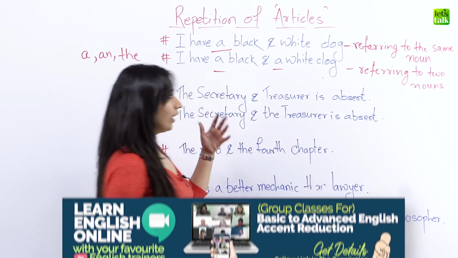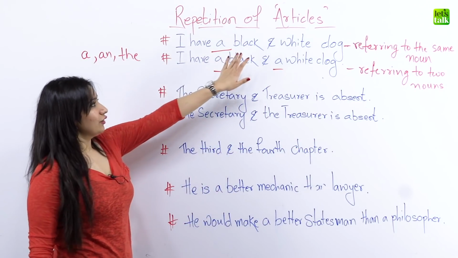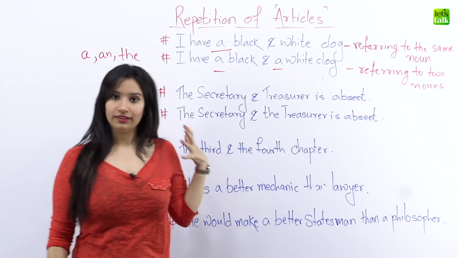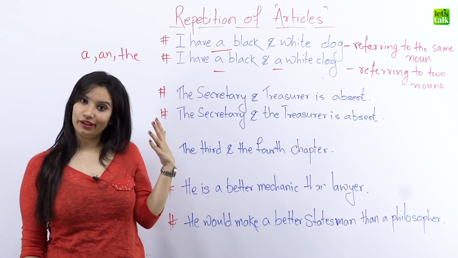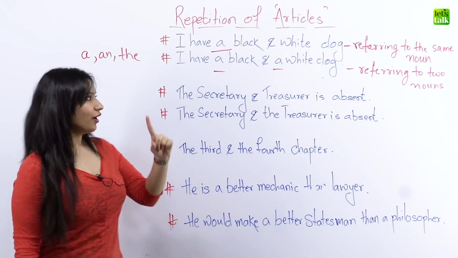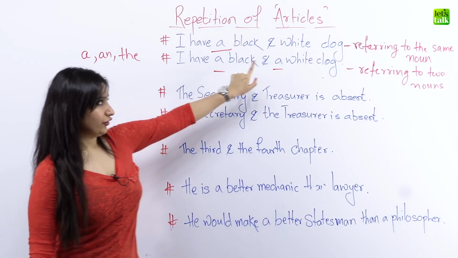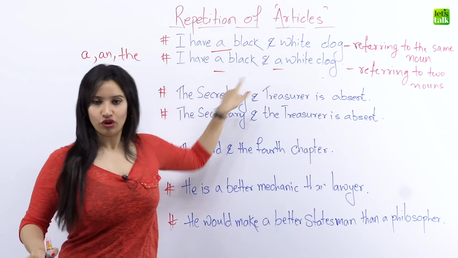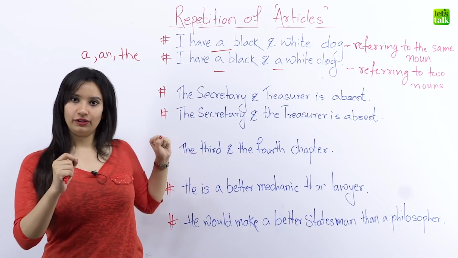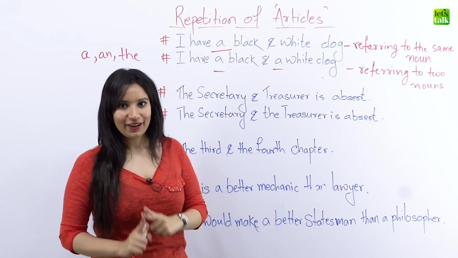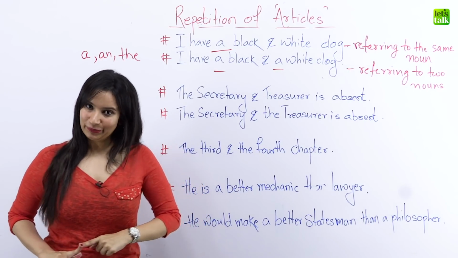Right, so whenever two adjectives refer to the same noun, that's when we use the article only before the first adjective. But whenever two adjectives refer to two different nouns, in this case two dogs, we use an article before each one of them, alright? I hope this has been very clear to you.